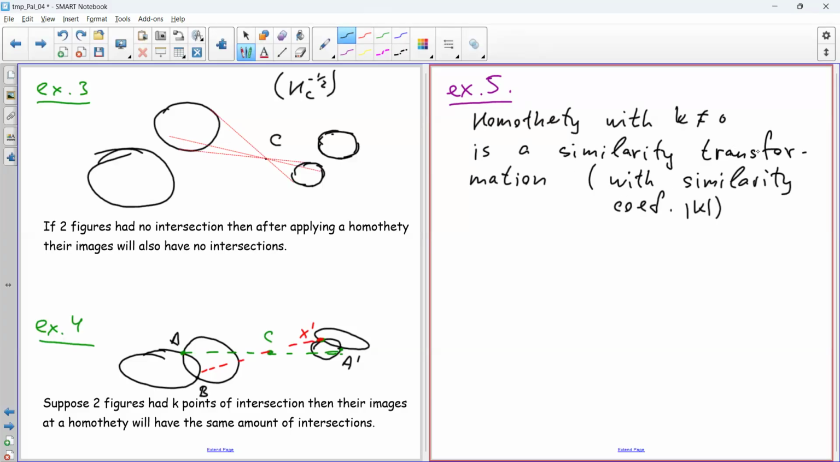What is similarity transformation? Basically, by definition, similarity transformation means that any A and B go to A prime, B prime, so that length A prime B prime equals K times length AB.